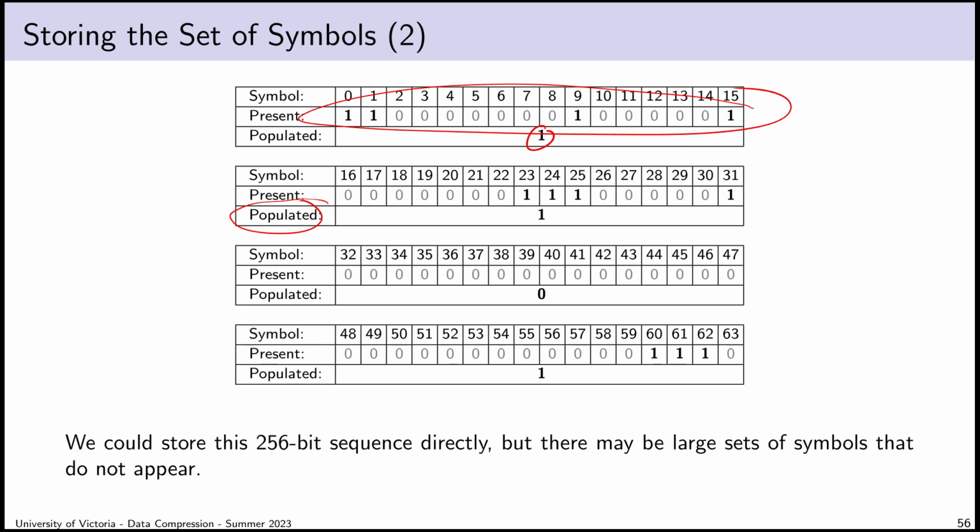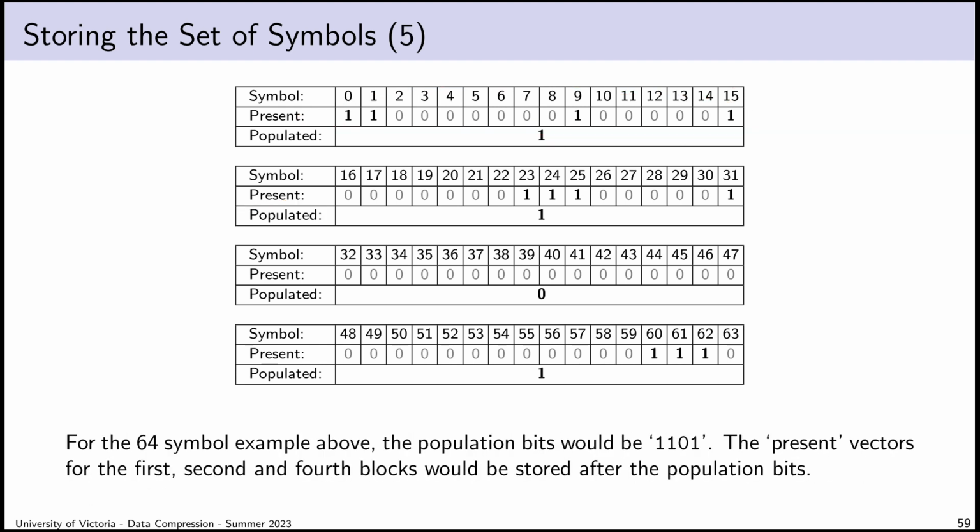So in this case, the populated bits, I think the slides are going to say this, would be 1101. So this one is populated, this one isn't, this one is. And then what I do is for the blocks that are populated, I send over all 16 present bits. And then you can unpack the block that way. For the blocks that are not populated, it's understood that all the present bits are 0, so I don't send them at all.